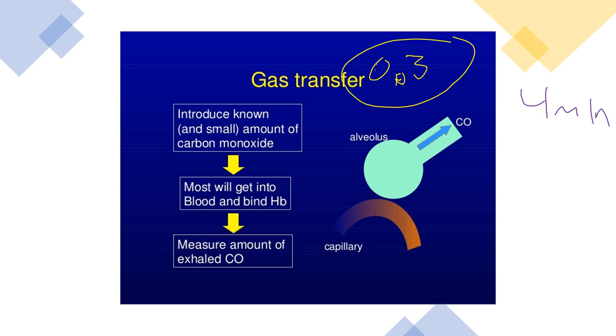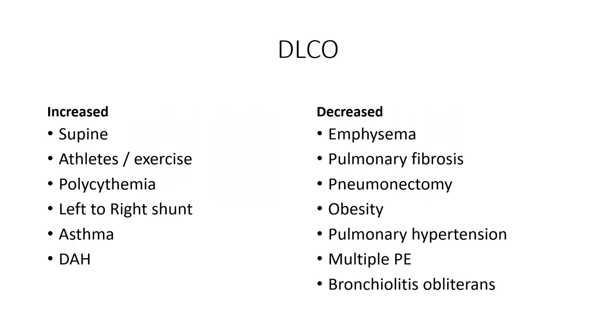We're just measuring inhaled versus exhaled. The more that we see that doesn't come back out, that means the better it is for gas to get into your bloodstream. So what are some things that will increase or decrease the DLCO?